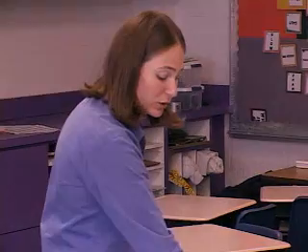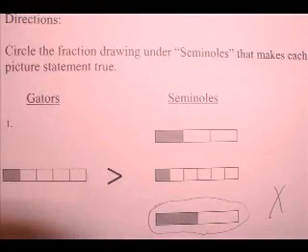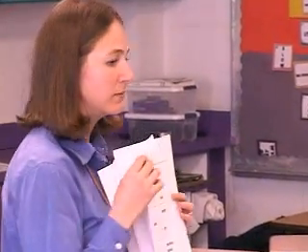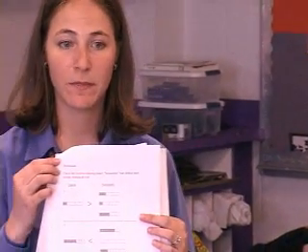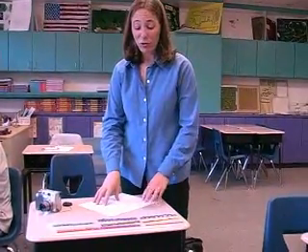First task, you're drawing the ones that are greater than, less than, or equal to. The second one, you're just putting the symbol. And the third task, you're circling the one that's greater than, less than, or equal to. But this time, they're all pictures rather than the numbers. Okay? Questions? All right.